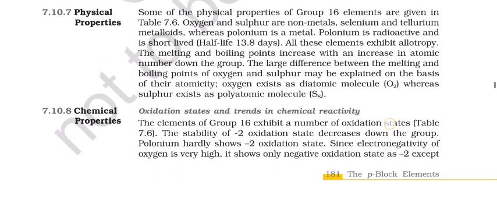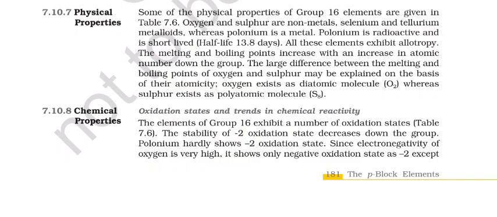Physical properties. Some of the physical properties of group 16 elements are given in Table 7.6. Oxygen and sulfur are non-metals. Selenium and tellurium are metalloids, whereas polonium is a metal. Polonium is radioactive and short-lived. All these elements exhibit allotropy.